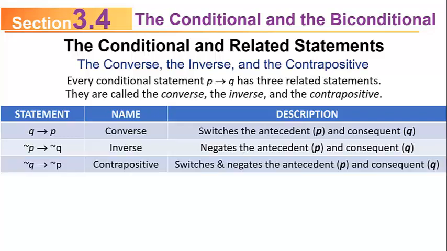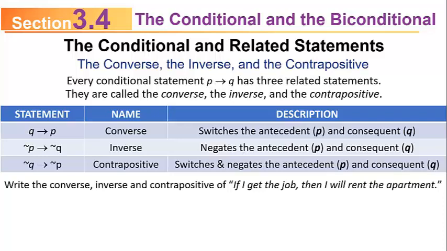And finally, the contrapositive does both. It switches and negates. So if you start off with the statement P implies Q, to find the converse, you switch the P and the Q to get Q implies P. To get the inverse, you don't switch the P and the Q. Instead, you negate both of them to get not P implies not Q. And to get the contrapositive, you do both. You switch the P and the Q, and you negate both. The converse, the inverse, and the contrapositive.